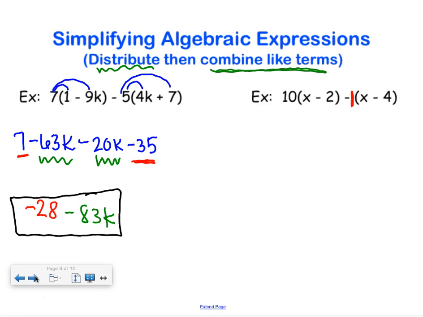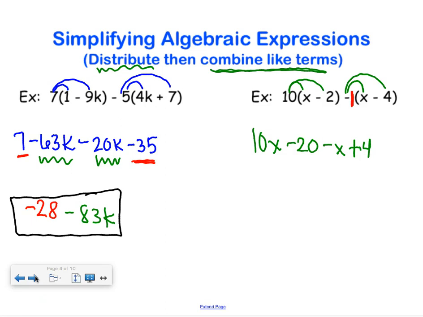Okay, here we go. Spoiler alert, answers coming. So first we're going to distribute. 10 times x is 10x. 10 times negative 2 would be negative 20. Okay, now this is that weird part. So I have a negative 1 that I need to distribute. So what's negative 1 times a positive x? Well, that'd be a negative x. And a negative 1 times a negative 4 would be a positive 4.